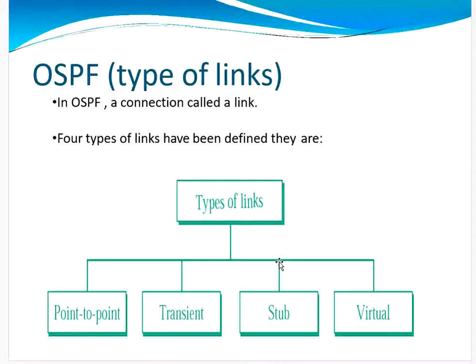So in the OSPF protocol, a connection is called a link, and we can use four types of link. The first one is point to point, the second one is transient, the third one is stub, and the fourth one is virtual. So we can see that in OSPF we are using four types of link.